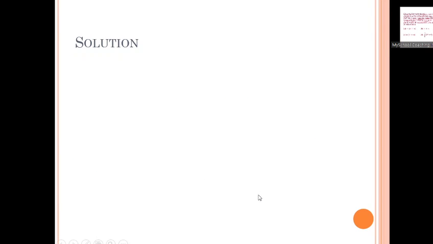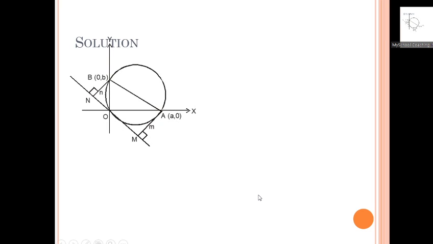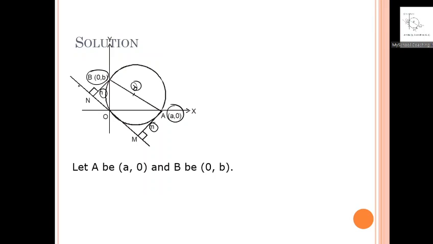Look, now did the diagram make sense? Is the diagram clear? Yes, sir. So what is the question? You have to express the diameter in terms of m and n. That's the question. Okay. So first, let A be (a, 0) and B be (0, b). Is it okay? We are assuming the coordinates of A and B.